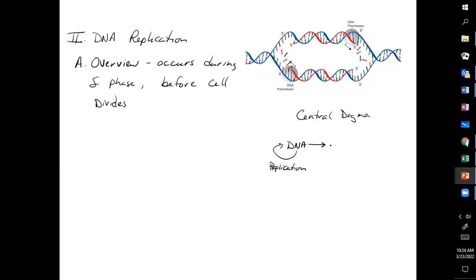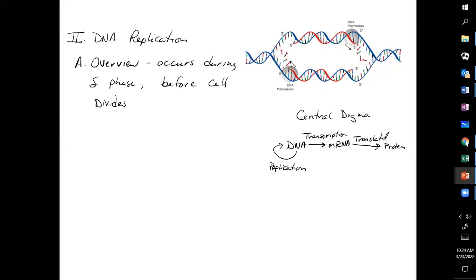Before DNA can actually make those recipes, you have to pull the recipe out into the form of messenger RNA, and that is the process of transcription. And then this information has to be translated into the action molecule, into the protein.